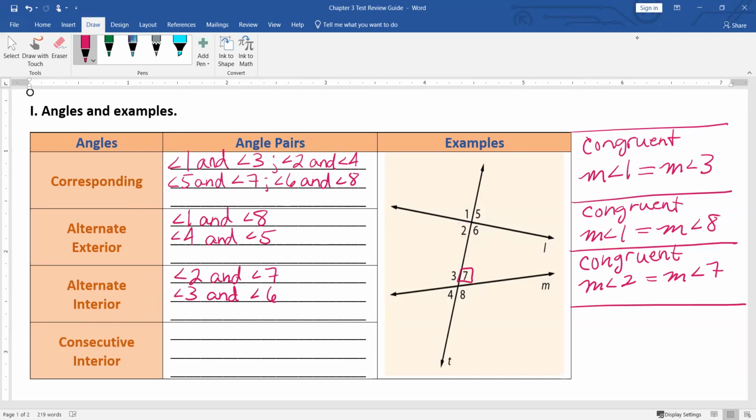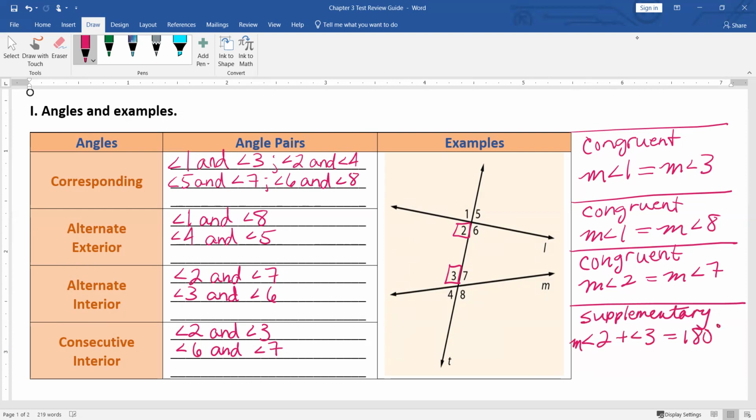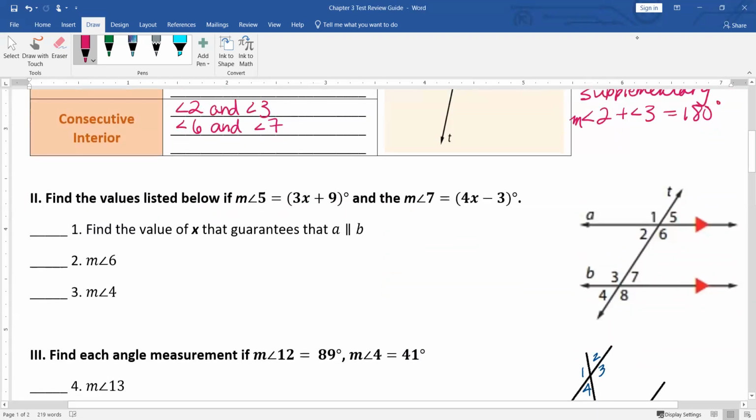And last we have consecutive interior. Consecutive means they're on the same side of the transversal, but inside, or in between, the other two lines. So these would be angle 2 and angle 3, and angle 6 and angle 7, and these are supplementary. So the measurements of angle 2 plus angle 3, if those were parallel lines, would equal 180 degrees. Okay, so just a quick review of that, and then using that information to solve.